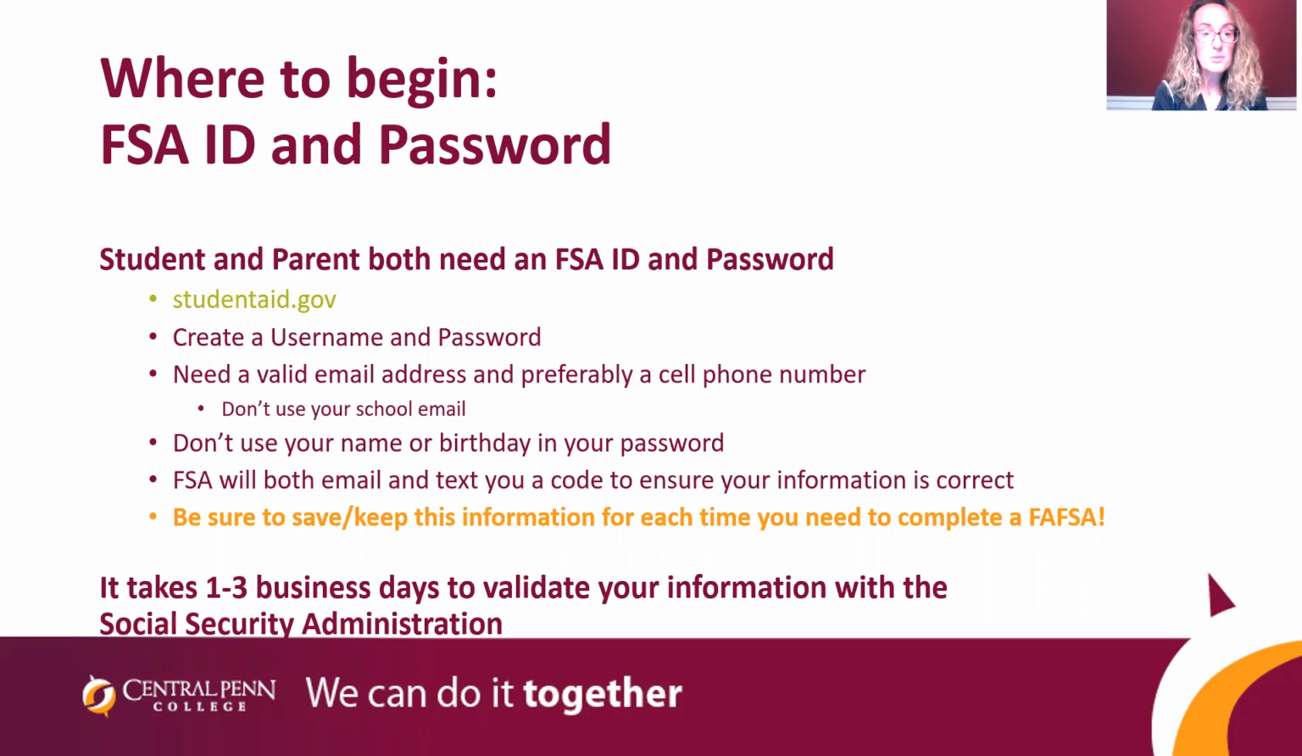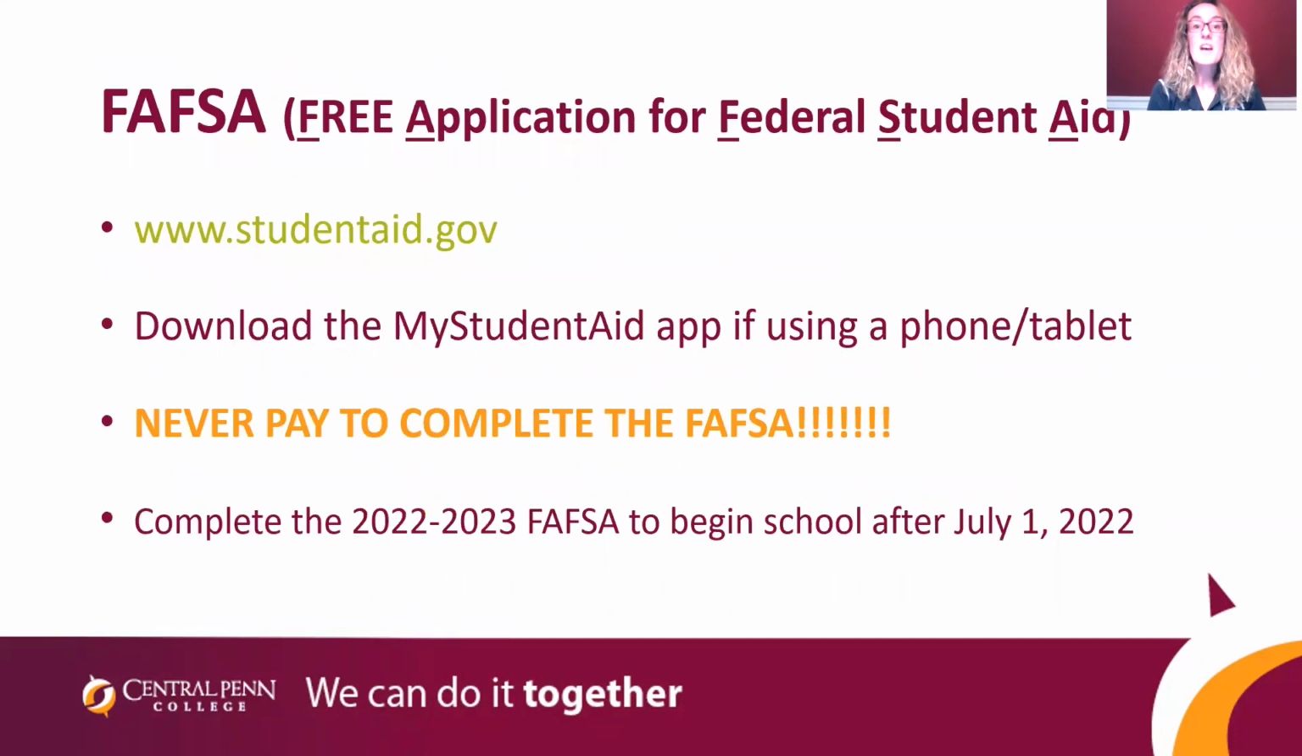So you need to have a username and a password, a valid email address, and a cell phone number. Once you enter that information in, the FSA ID will actually both email and text you a code to verify that that is your information. And then once that's done, typically within 1 to 3 business days, they'll validate your information with the Social Security Administration, and you are ready to start the financial aid process.